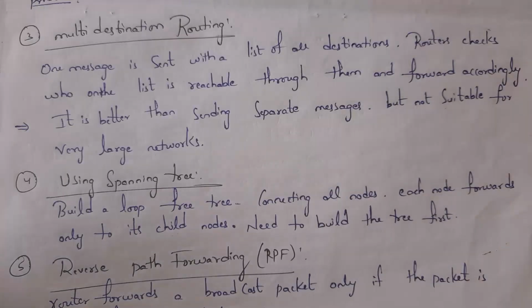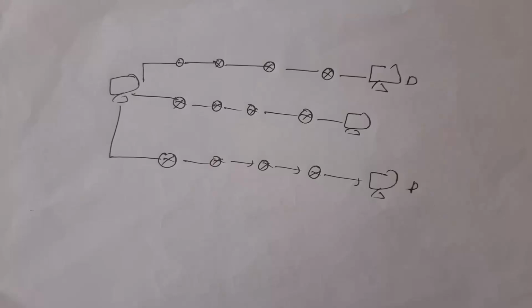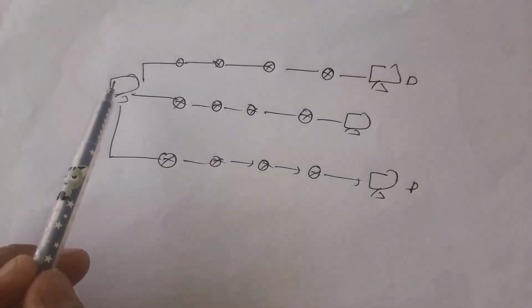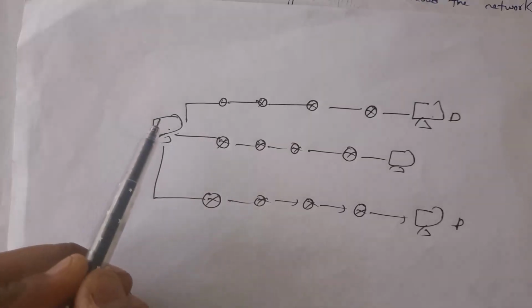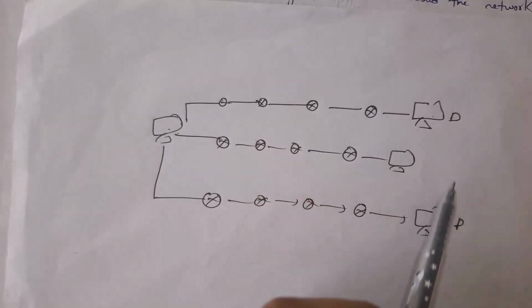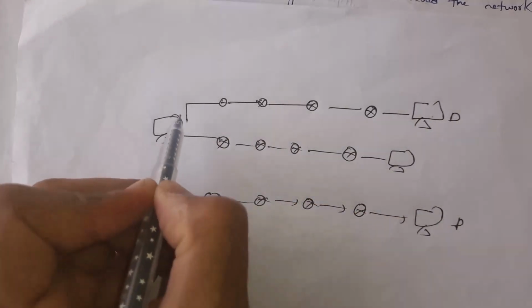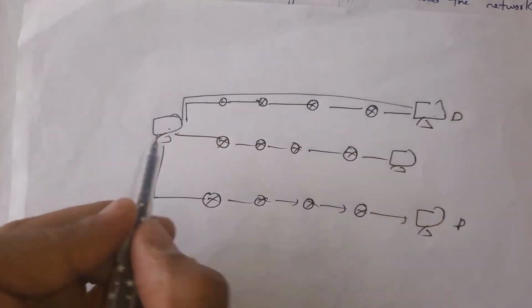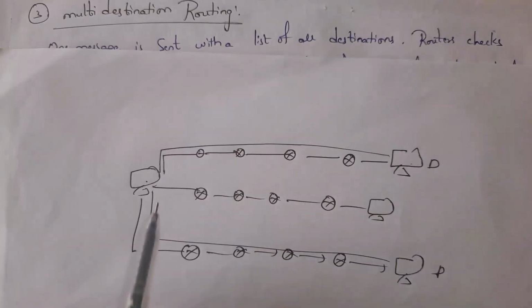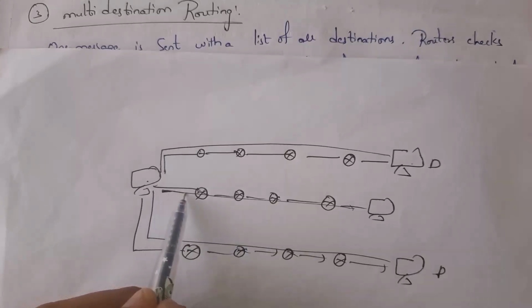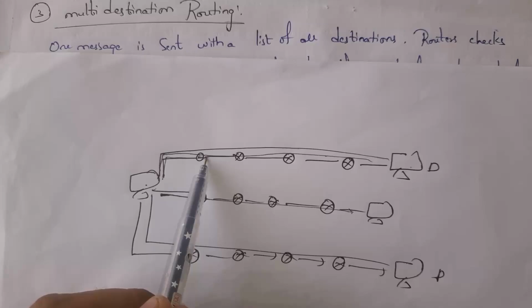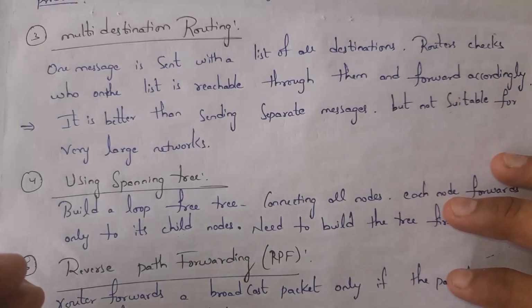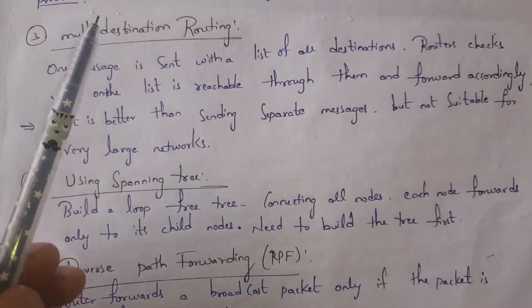And the third one is multi-destination routing. For example, the sender wants to transfer data to this computer and this computer. So there are multiple destination computers. At first this computer will check how to reach this computer and this computer. Based on that, this computer will transfer data to this computer and this computer. So instead of sending data to all its connected neighbors, it sends data to only selective routers, and those selective routers will send data to the receiver successfully. This is known as multi-destination routing. But this technique is not suitable for larger networks.